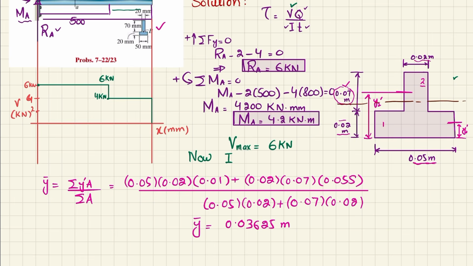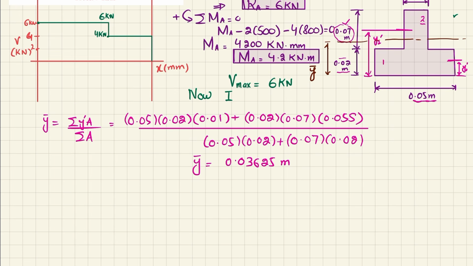This is your y dash, the distance from the base till the neutral axis. This is y dash. Now we have y dash, so we will find I by using the parallel axis theorem. So that is equal to sum of I plus A d square.